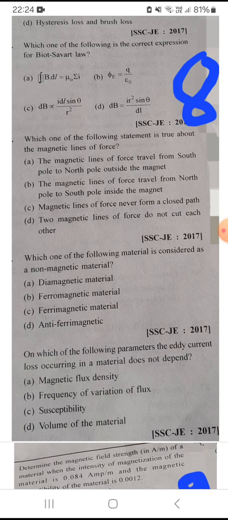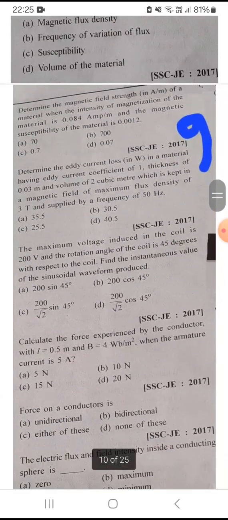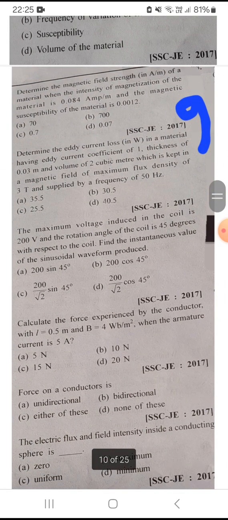Which one of the following material is considered as a non-magnetic material? Option A, diamagnetic material. Option A is the right answer. On which of the following parameters the eddy current loss occurring in a material does not depend? Option C, susceptibility is the right answer. Next, determine the magnetic field strength in ampere per meter of the material when the intensity of the magnetization of the material is 0.084 ampere per meter and the magnetic susceptibility of the material 0.0012.